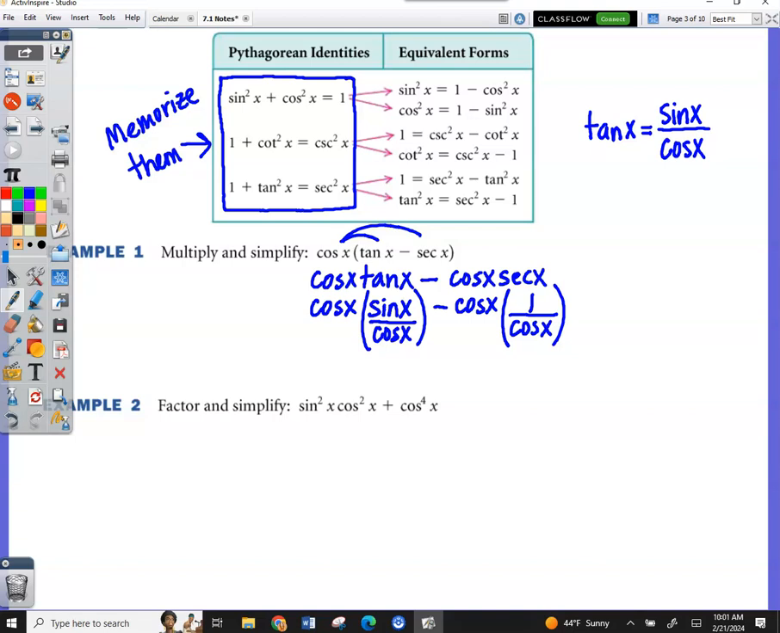We can simplify. This cosine x is being divided, right? It's divided by cosine x. But this one's being multiplied, so they cancel out, right? And then what about over here? Same thing. This is a cosine x being multiplied in, but right after that, it's getting divided out, so they cancel out. And now we're going to write what's left. You have to read it carefully. We have a sine x minus 1 left.